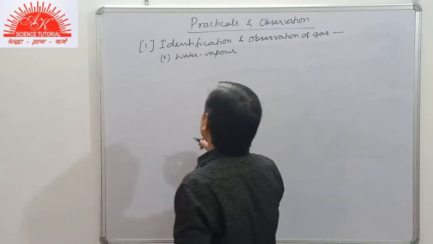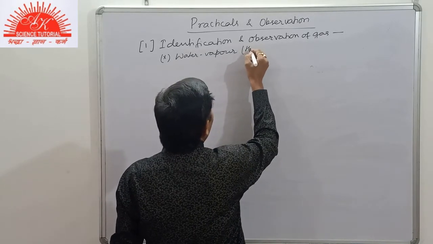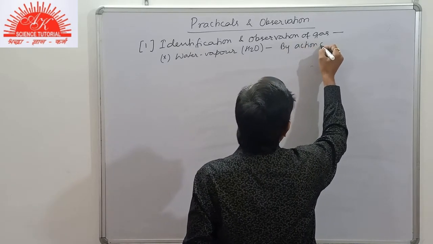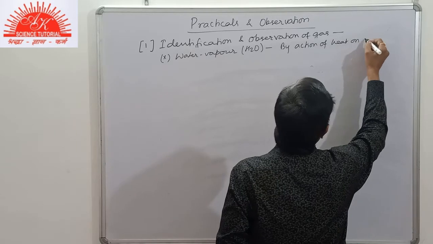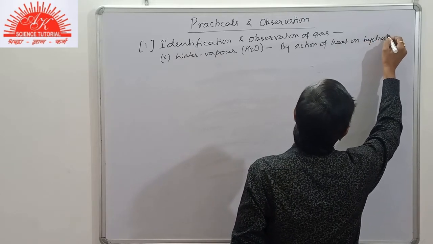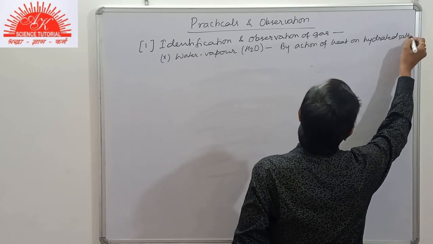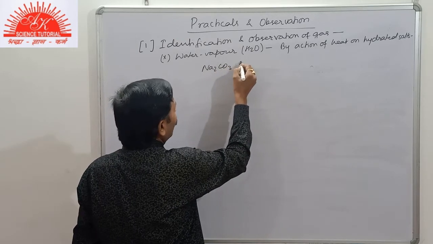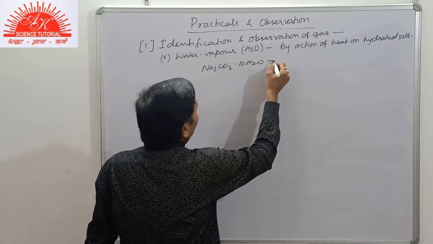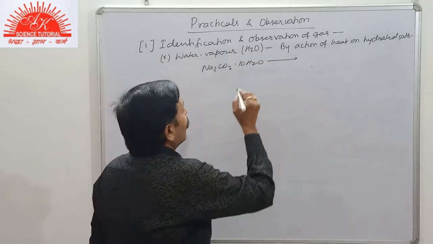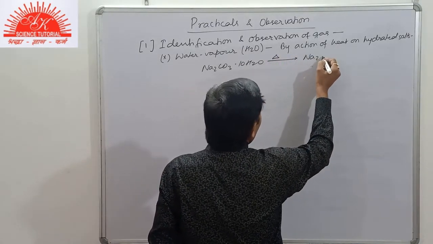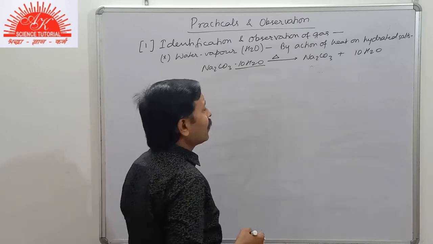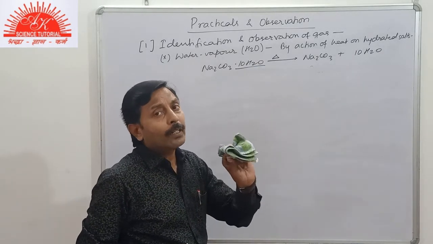So how is it tested? Suppose water vapor, suppose we test it by action of heat on hydrated salt. Hydrated salts. Now suppose we take Na2CO3.10H2O. This is the washing soda. When it is heated, it gives Na2CO3 plus 10H2O. This is the water of crystallization. So when heated, it will come out in the form of water vapor.